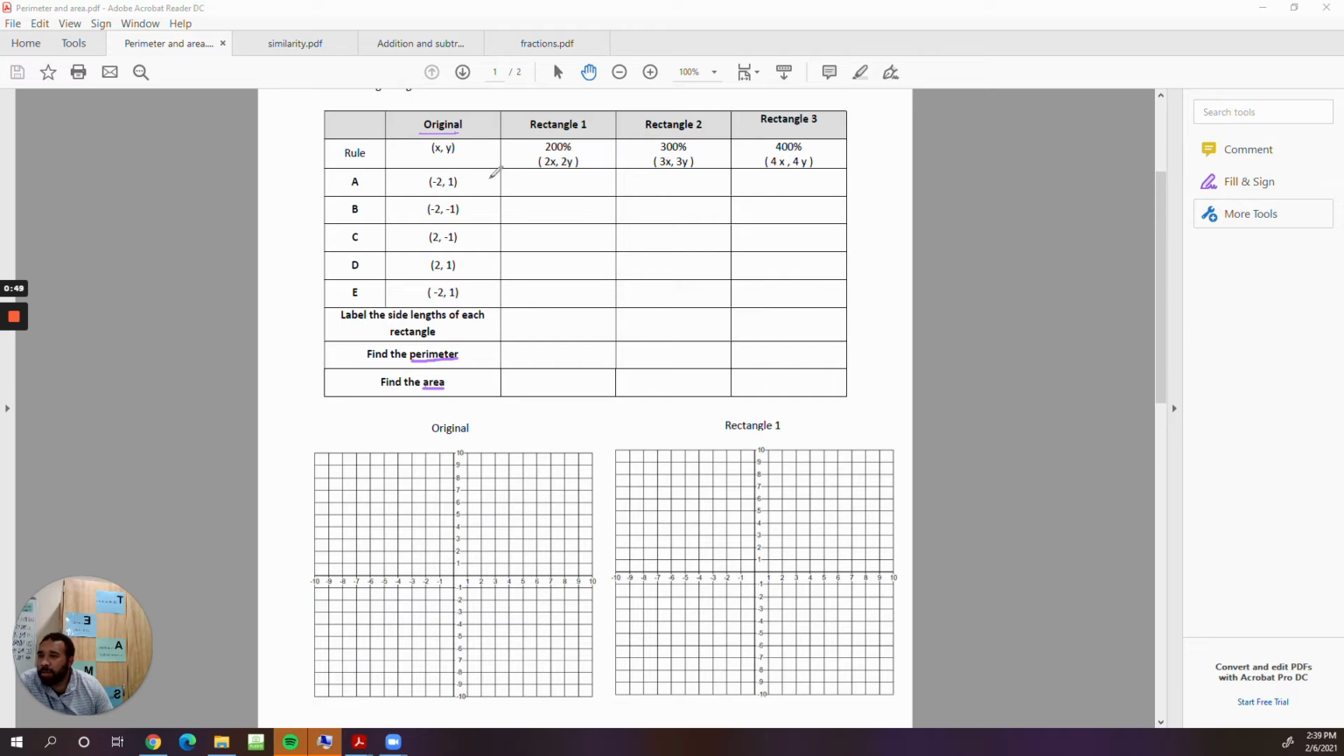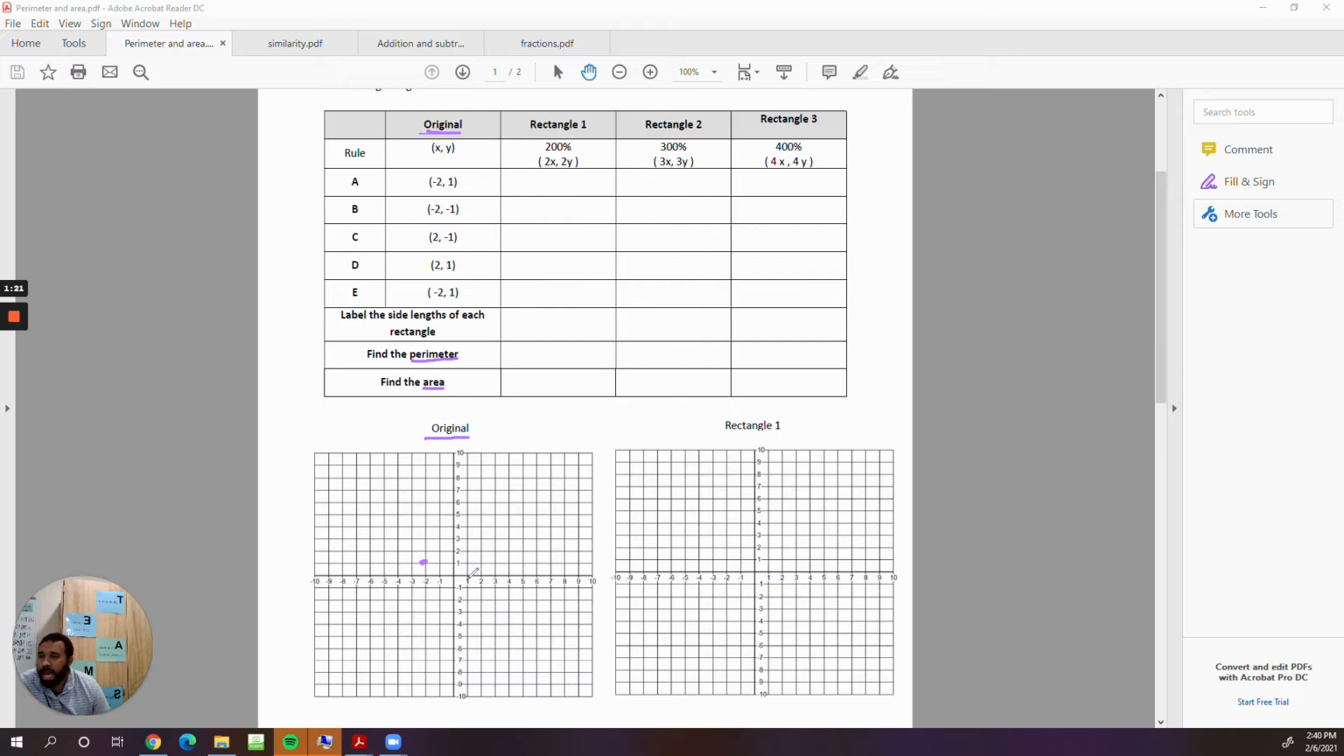The first thing you need to do is graph the original. Remember that you graph the x first, so either left or right, and then the y, which tells you how much to go up or down. So we're going to start by graphing our original in the spot that says original. It says -2, +1. So we go left 2, up 1.